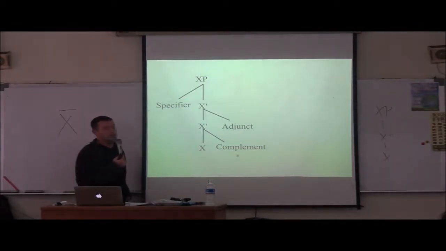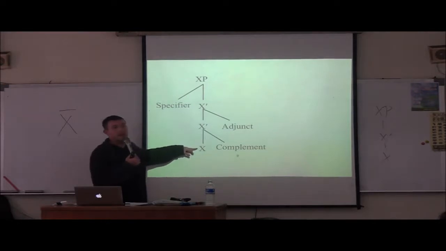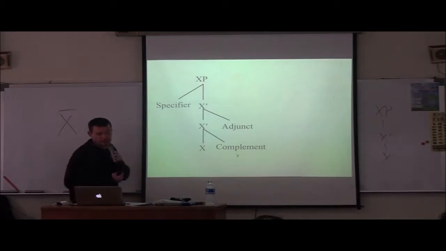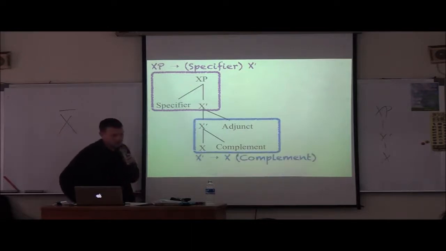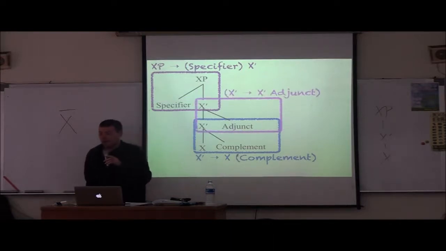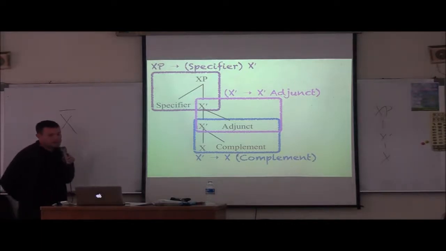Specifier and complement do not require additional X bars. The complement is the daughter of the one that's the mother of the head, so that one's always going to be there. And the specifier is the daughter of XP. So, the specifier rule tells you where to put specifiers. Again, specifiers are daughters of XP, sisters of X bar. Complements are daughters of X bar and sisters of X. And adjuncts are daughters of X bar and sisters of X bar.